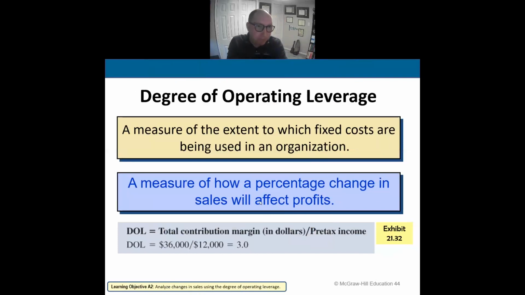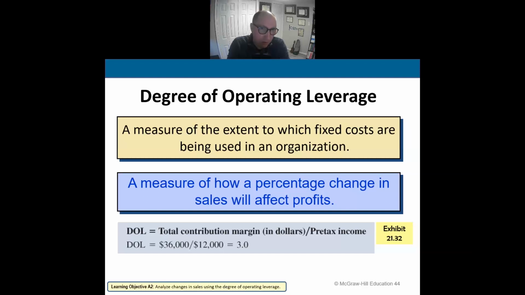Understanding the change is important because it affects what we call the degree of leverage. Leverage is kind of like saying buying power. It provides you with operating leverage. We do this to measure the fixed costs as they're being used within the organization. It tells me how well I'm utilizing my fixed costs. And it can be expressed as a percentage of sales that will affect profits.